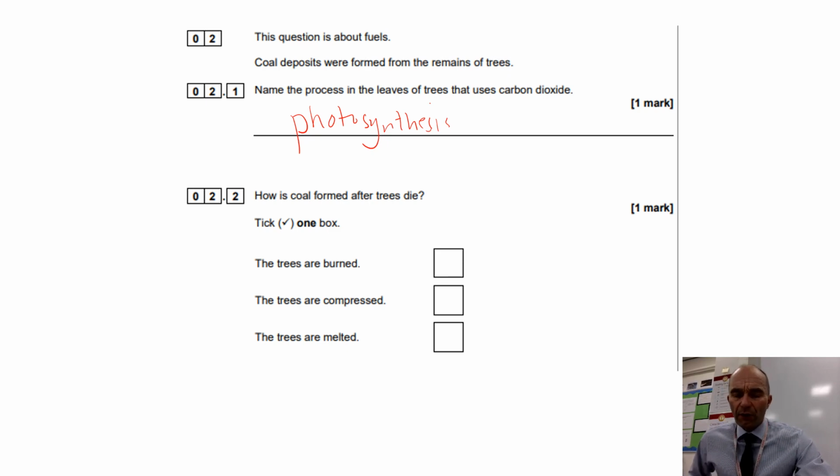Now the question is, how is coal formed after trees die? Well, certainly not by burning trees. Trees, as far as I've ever seen, definitely don't melt. So the only real answer there is that trees get compressed, by layers of rock forming above them and gradually crushing them, and over millions of years turn into coal.